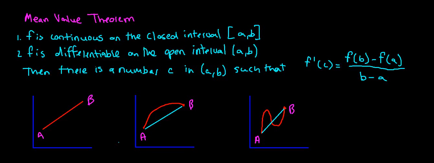The mean value theorem says that if there is a function and it is continuous on a closed interval [a, b], and if that same function is also differentiable on the open interval (a, b), then there is a number c in (a, b) such that the derivative at c is equal to the average rate of change between a and b.